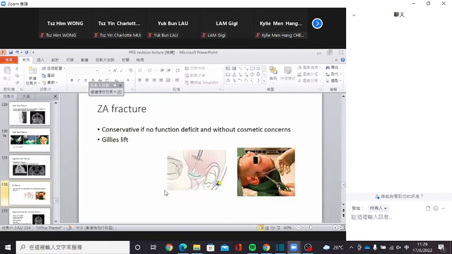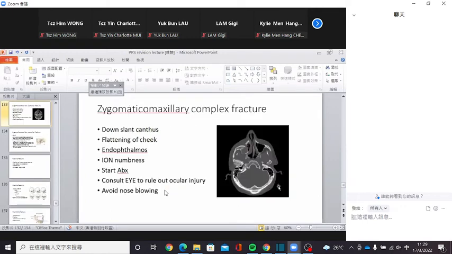So the reduction is called a Gillies lift, where we'll open up in the hairline and put the elevator above the temporalis muscle and then lift up the zygomatic arch. So zygomaticomaxillary complex fracture is called a tripod fracture. The clinical sign of it is a down-slanting canthus, because the cheekbone will usually be displaced downward and backward, causing a flattening of the cheek.